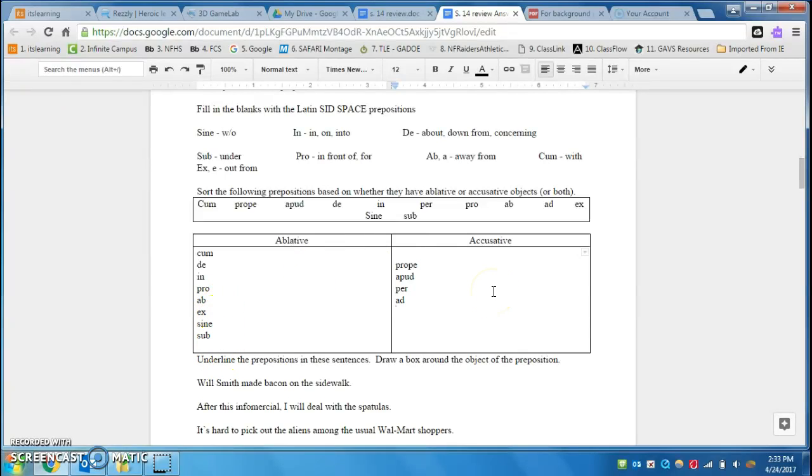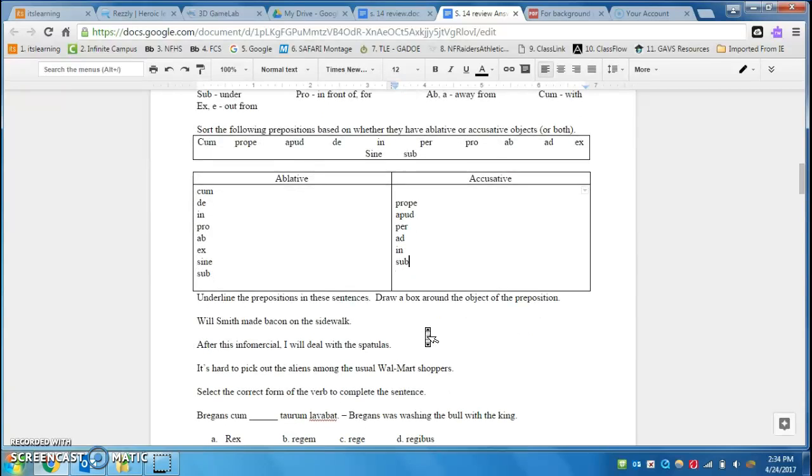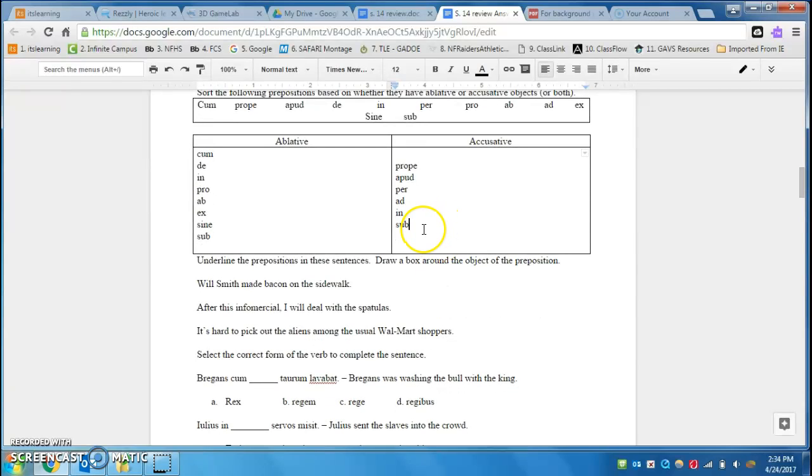Remember from our initial notes, those ones are weird. They can have either ablative or accusative objects. Not ad, sub. Especially when you're talking about motion. So, if you're saying he's walking into the forum, then the object would be in the accusative case, and in would be translated as into. Sub always stays below, but if you're using it to imply motion, then the object of it will be in the accusative case. Make sure to remember that. That's on the test.